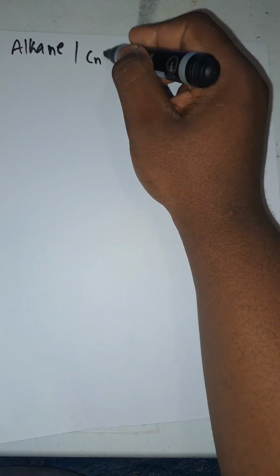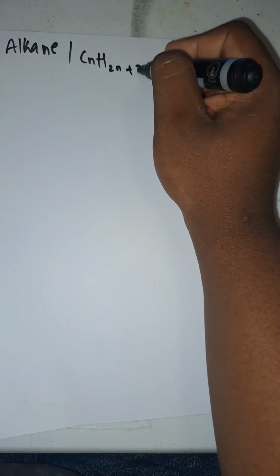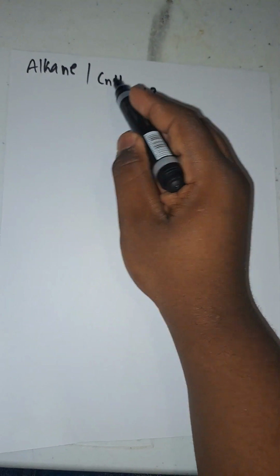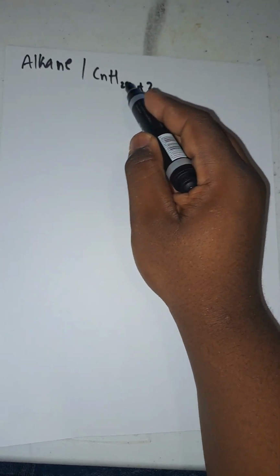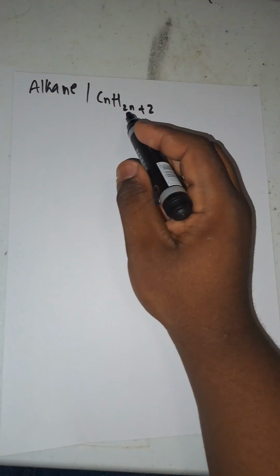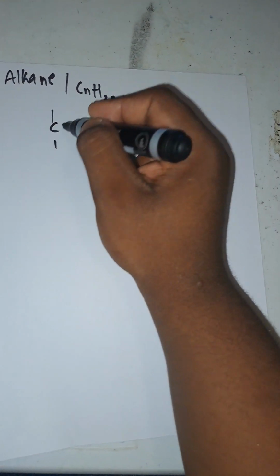What is the general formula for alkane? It is CnH2n plus 2. Okay, can you see how I'm writing this n and 2n? It is a subscript, down there. So since I have this, alkane have carbons like this. Okay, so now check something. We have what you call the molecular formula. It's a chemical formula that indicates the elements and numbers of each atom in a molecule.